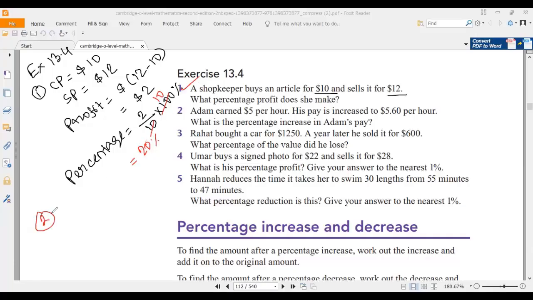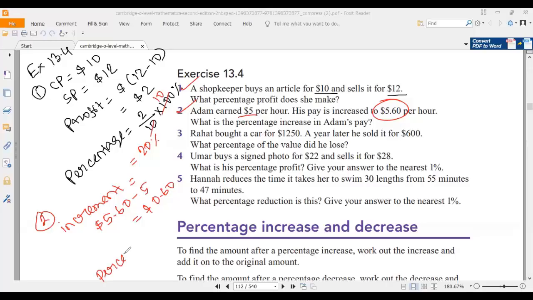Now question number 2. Adam earned $5 per hour. His pay is increased to 5.60. So what is his increment? We need to find out. So at first he earns $5 and then after increasing it is 5.60. So here the increment will be 5.60 minus 5. That is $0.60. Now the question says what will be the percentage increase?